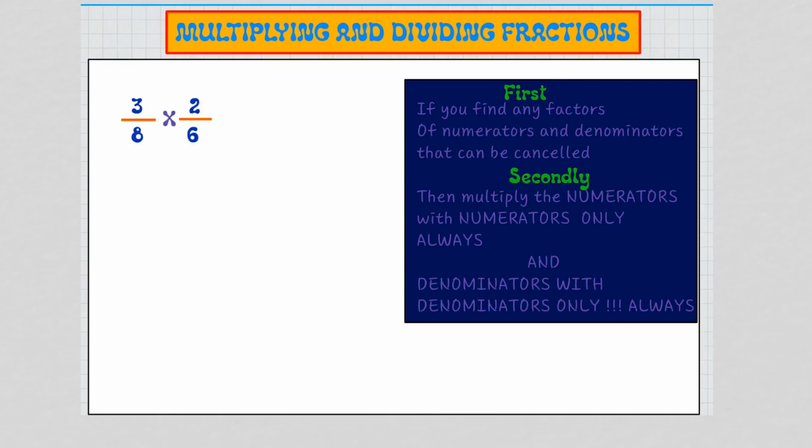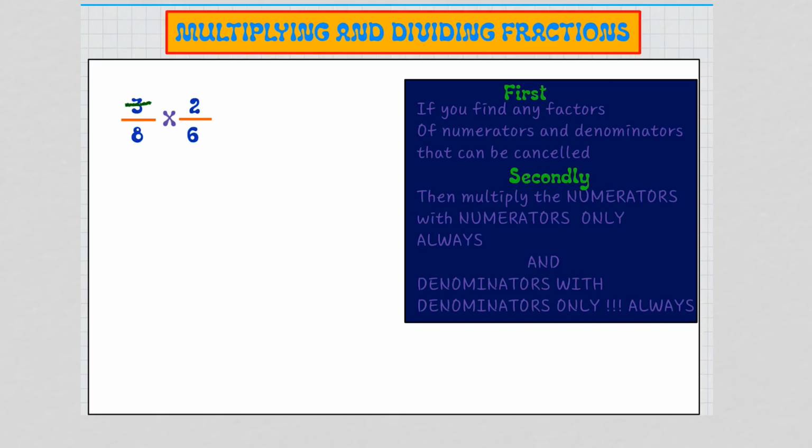The next topic we have is multiplying and dividing fractions. First, I will explain the multiplying of 2 fractions. To multiply one fraction by another fraction, the first thing you need to do is find any factors of the numerators and denominators that can be cancelled. So in the first question, we can cancel out common factors by dividing by 3 and 2.